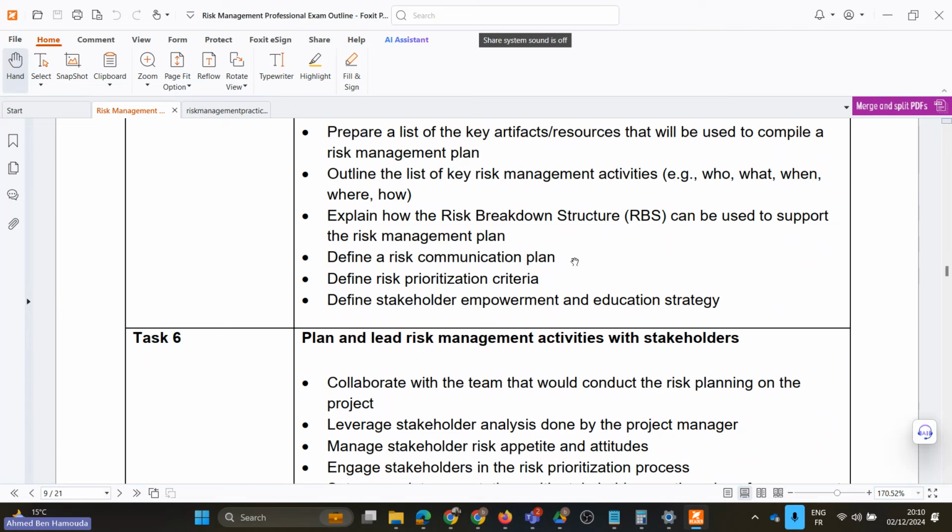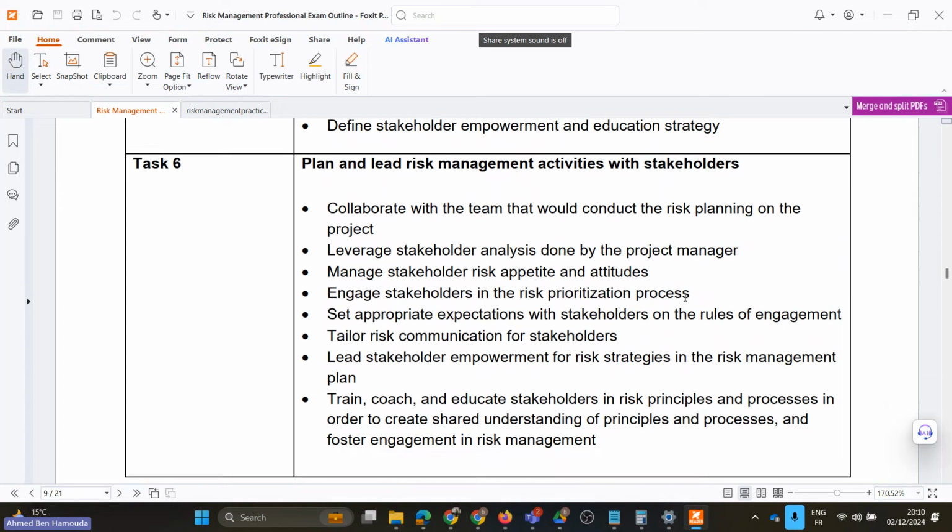Okay, how to prioritize the risks and what are the risk prioritization criteria? We will go through this and see the basics of it in the next session, and how to empower stakeholders and the team and encourage them to share any newly identified risks. And what if you have an education strategy, or let's call it a training plan, for them? Okay. All right. And the last task in this first domain is about planning and leading the risk management activities with the stakeholders.